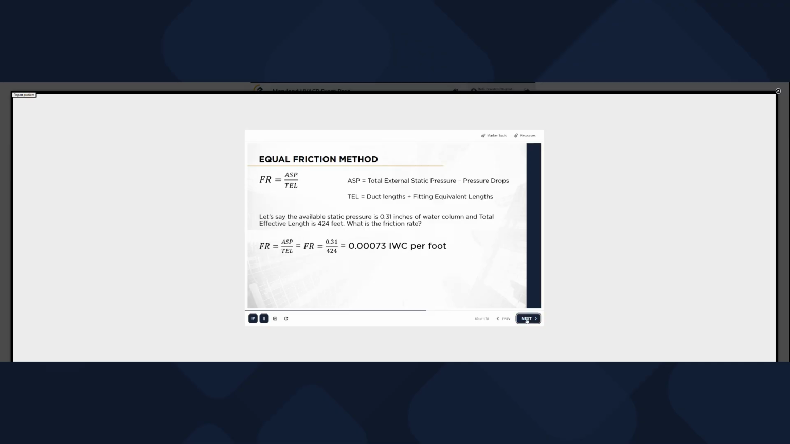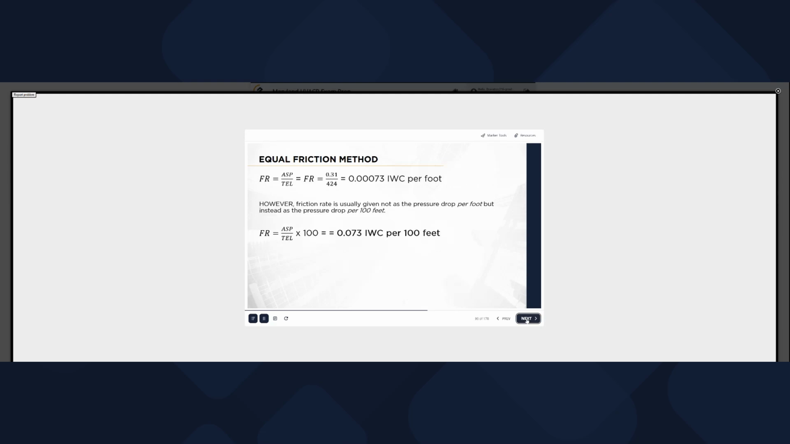Let's say the available static pressure is 0.31 inches of water column, and total effective length is 424 feet. What is the friction rate? 0.31 divided by 424 equals 0.00073 inches of water column per foot. However, friction rate is usually given not as the pressure drop per foot, but instead as the pressure drop per 100 feet.